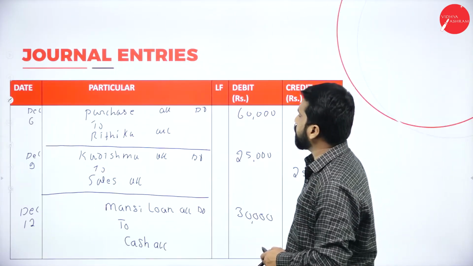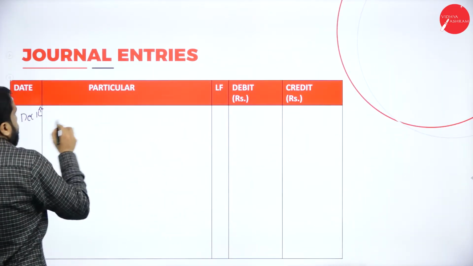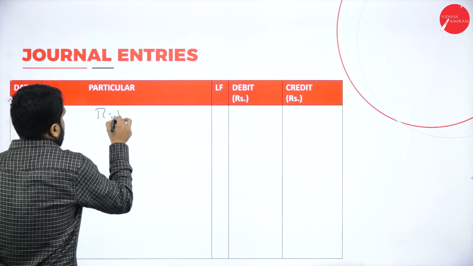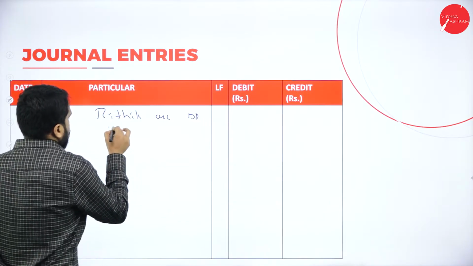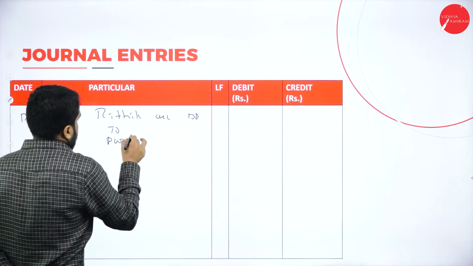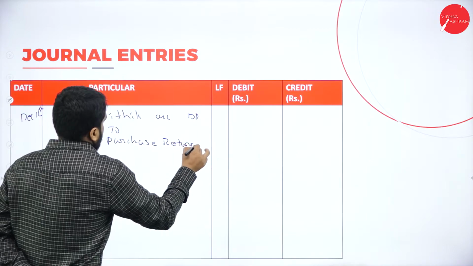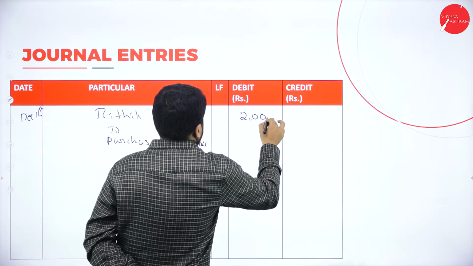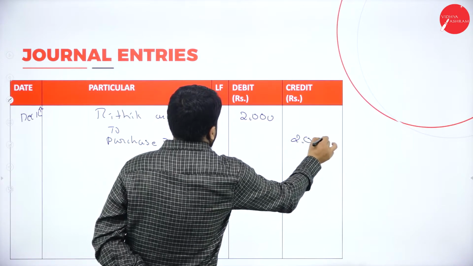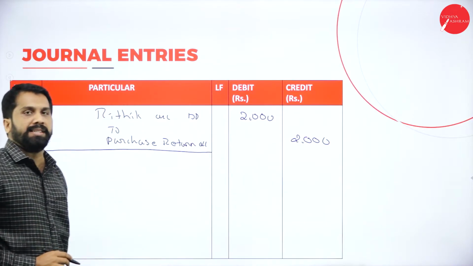December 14th. Now, December 14th, Ritika account debit to purchase return account. Amount is very simple. This is 2000 and this side 2000. This is done. 2000 as well as 2000.